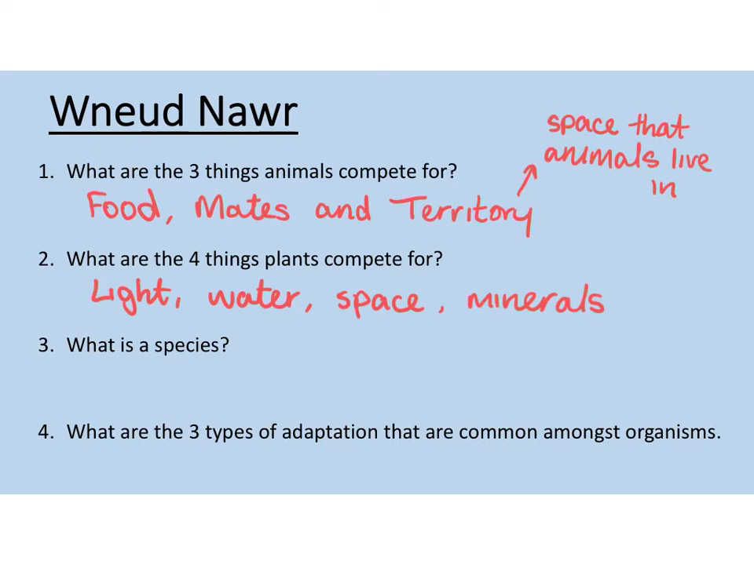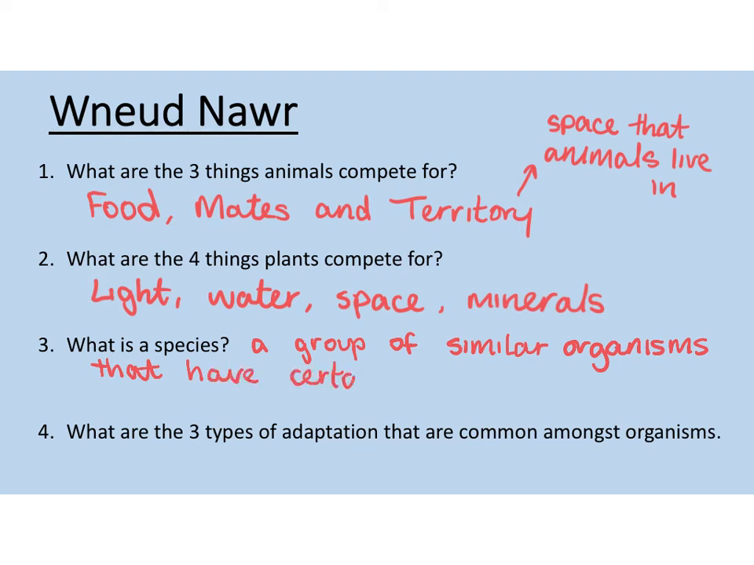Okay? Number 3, what is a species? So a species is a group of similar organisms that have certain features in common.